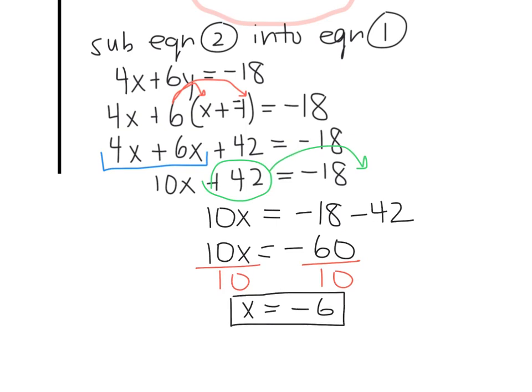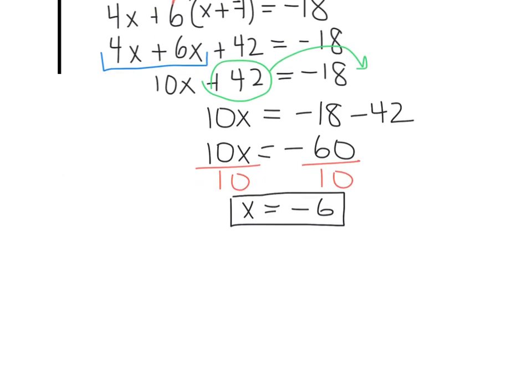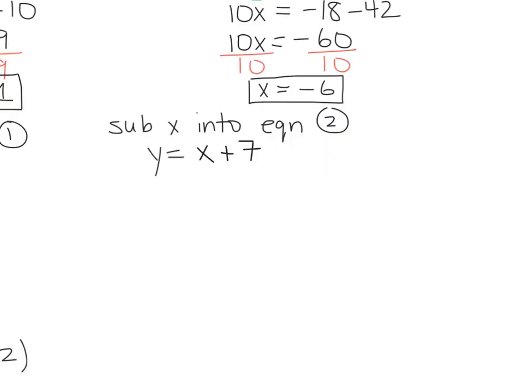So there's my answer for x. And then from this point, it is your choice. You can take your answer for x and substitute it back into equation number 1 or into equation number 2. So at this point, I've chosen to substitute my answer for x back into equation number 2. So I've recopied equation number 2, which was y equals x plus 7. And in the place of x, I'm going to put in my answer for x, which was negative 6.